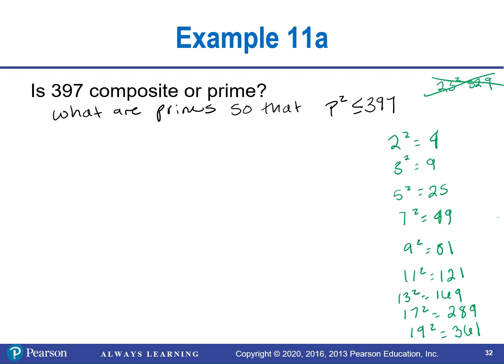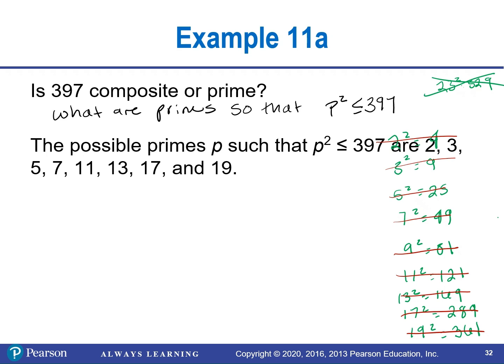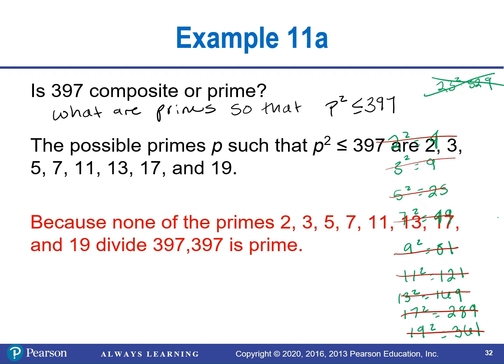So I can check, does 2 divide 397? No. Does 3 divide 397? It doesn't. And you can use your calculator to do this as well, to divide 397, and if it doesn't give you a whole number result, then we can see that the number doesn't divide it. So 5 doesn't divide, 7 doesn't divide, 9 doesn't divide. None of these numbers will divide 397. So because none of these possible primes divide 397, 397 is prime.